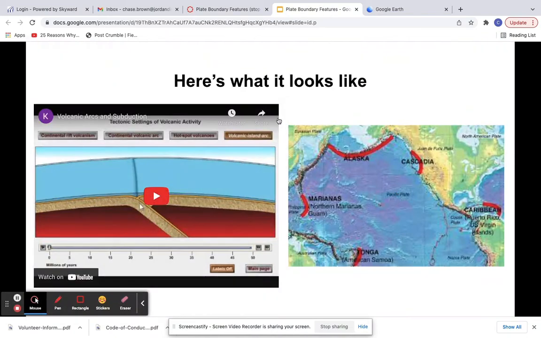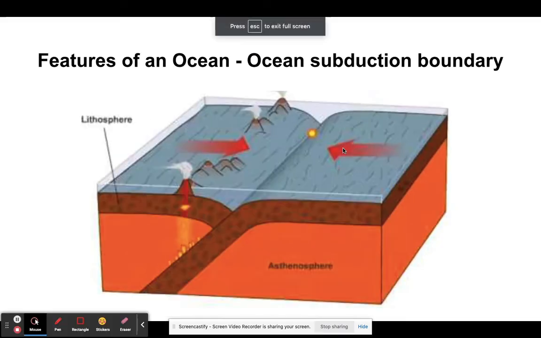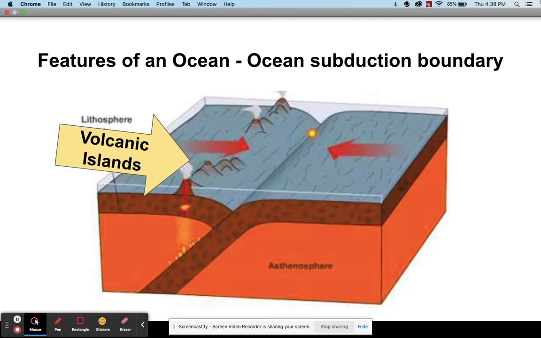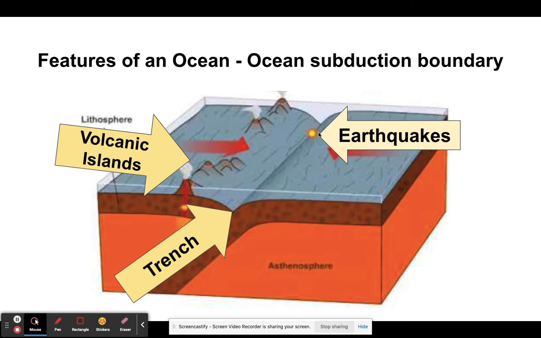Okay, back to our plate boundaries. No, I don't want to play that. We already know what's happening. Okay, so when you have an ocean-ocean subduction boundary, you're going to have three main things: a volcanic arc of islands, a deep trench, and earthquakes. That's not the sun. That's a representation of earthquakes.